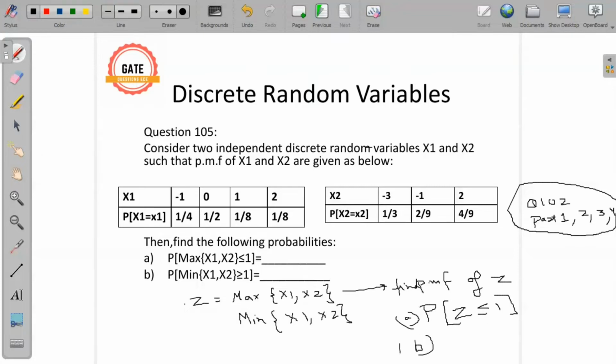Similarly, for B the problem reduces to the probability that Z is greater than or equal to 1. So after finding the PMF of the minimum function using the methods discussed in these 4 parts, you can easily find the probabilities. In the last of these 4 parts, I gave the shortcut method, so I will use the shortcut method here. Let's see how to use it to find the probabilities asked in this question.